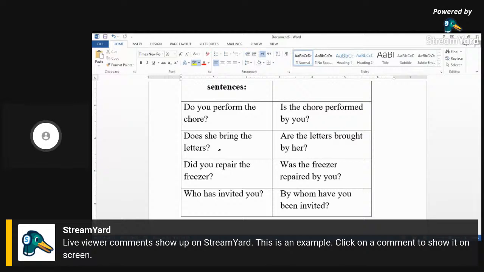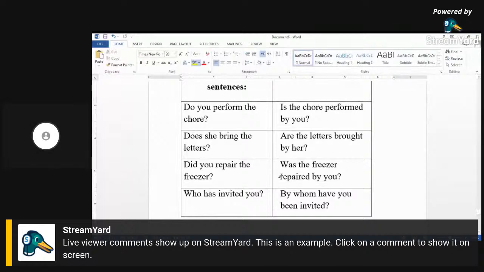Does she bring the letters? آیا خانم نامه ها را میارد؟ Are the letters brought by her? آیا نامه ها آورده شده توسط او؟ Did you repair the freezer? آیا شما فریزر را ترمیم کردین؟ Was the freezer repaired by you? So we have did, we change it into was. Who has invited you? This is the perfect tense. By whom have you been invited?